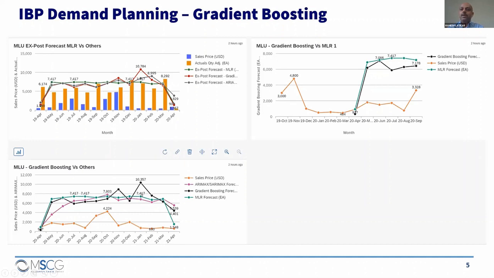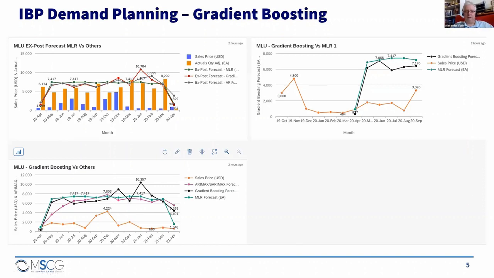If you look at the green or pink line, those are Arimax and MLR. So those are more linear in nature. But if you look at gradient boosting, it is reacting to your sales price. So that's the reason we'll be more focusing on gradient boosting.